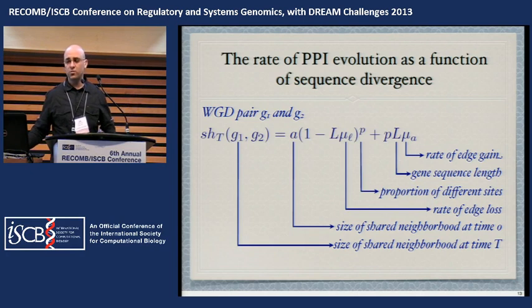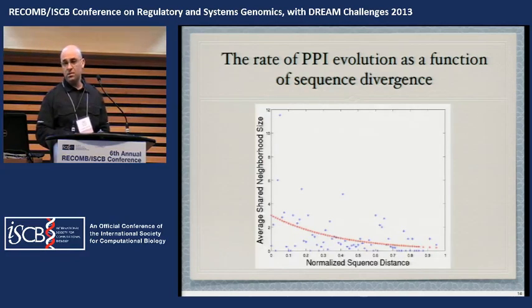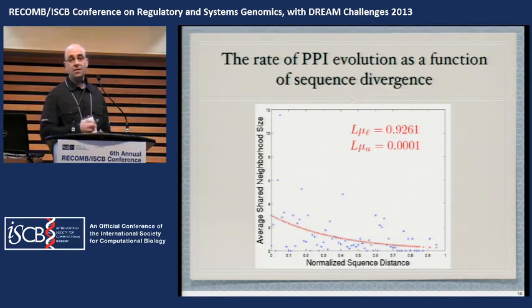So here we took this formula and tried to fit it to the data, where we look at the normalized sequence distance, similar to the Hamming distance normalized by the length, versus the shared neighborhood size. When we fit this for these pairs, we find the mu L and mu A, the rates at which we lose and gain these edges. For mu L, where L is the length of the gene, if you divide by L, which is on the order of 1500 or 1000, you get a rate that is also three orders of magnitude slower than the rate of evolution at the amino acid level. Whereas for the addition of edges, we find that the rate is almost negligible, especially for this data set. The rate of addition of new edges after duplication is very low.